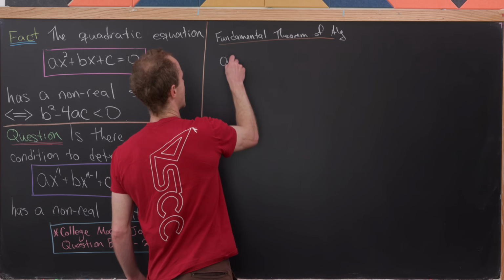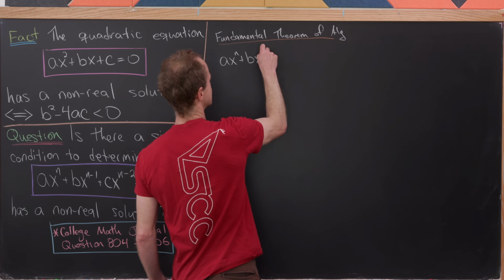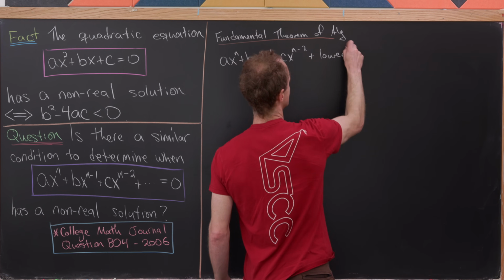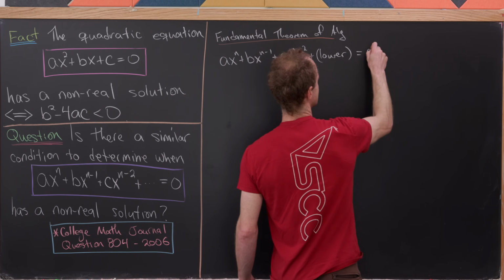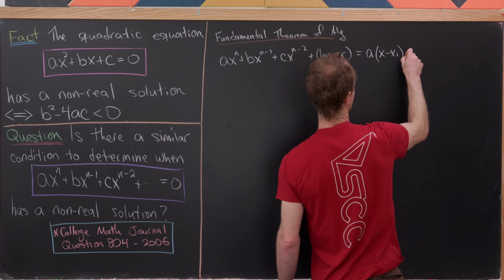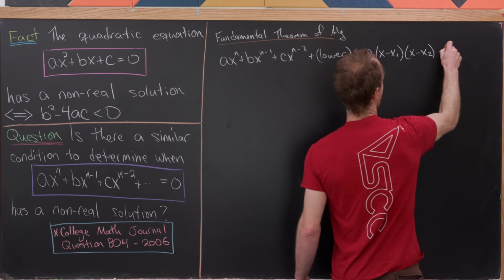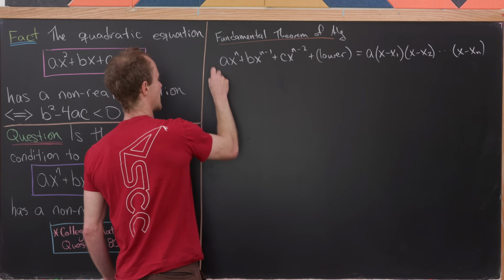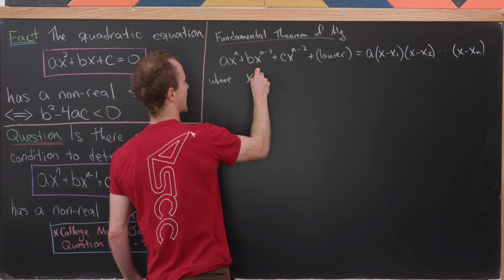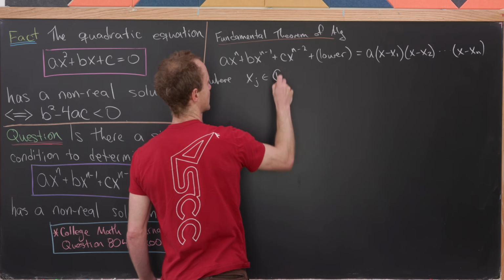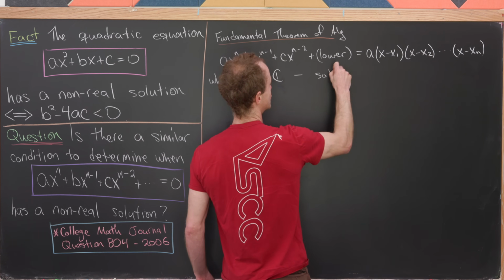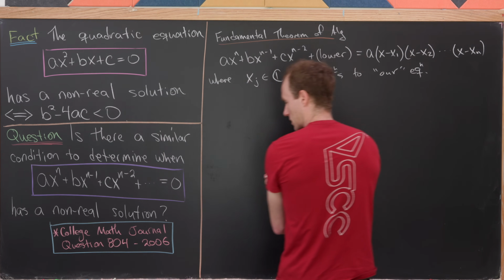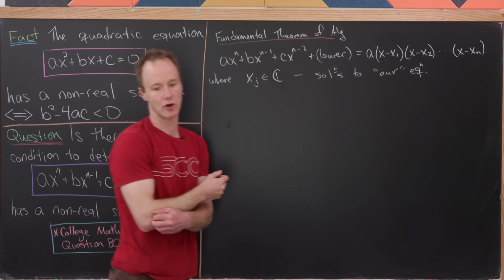So in other words, we can write ax to the n plus bx to the n minus 1 plus cx to the n minus 2 plus what I'll just call lower order terms as a times x minus x1 times x minus x2 all the way up to x minus xn. And I should say that all of these xj's are in the complex plane, and these are the solutions to our equation. By our equation, I mean this purple boxed equation over here.